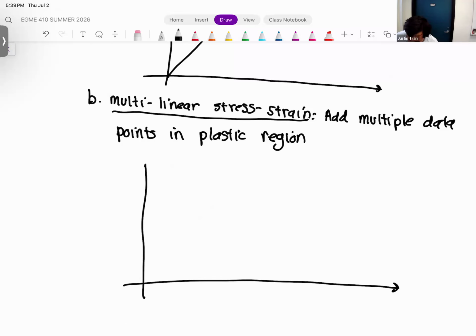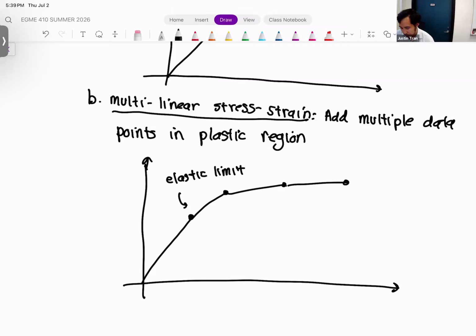And so the multilinear approach looks something like this. We have our initial linear zone here. Here's our elastic limit. And from here, maybe we have multiple lines where each data point is maybe a test that we've run. So usually, for the most part, if you're implementing your material properties manually, I would say the most common case is, let's say you work for an engineering company that uses some kind of proprietary material that the company develops, like some kind of composite material. Those will be situations where you need to input your own material properties here.